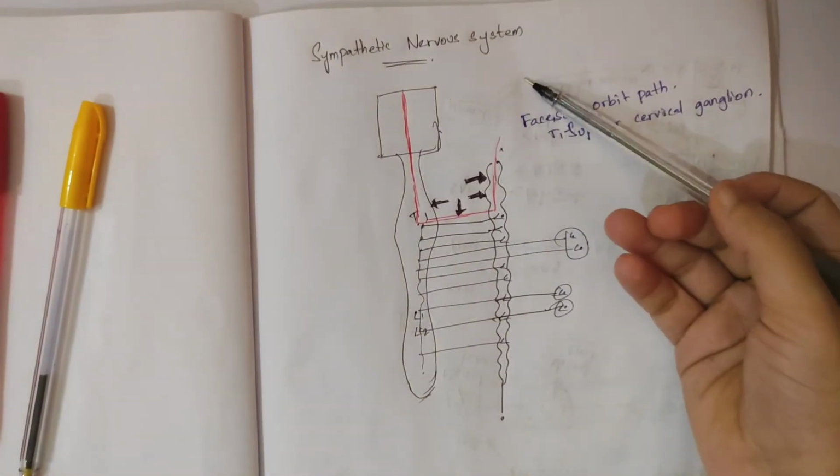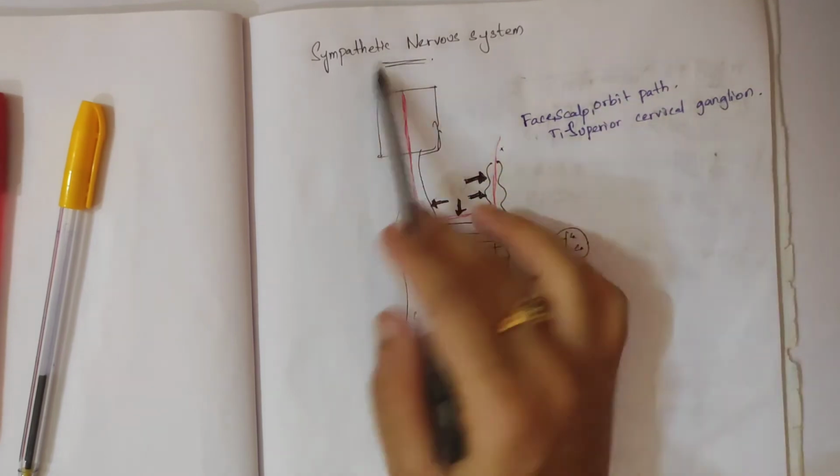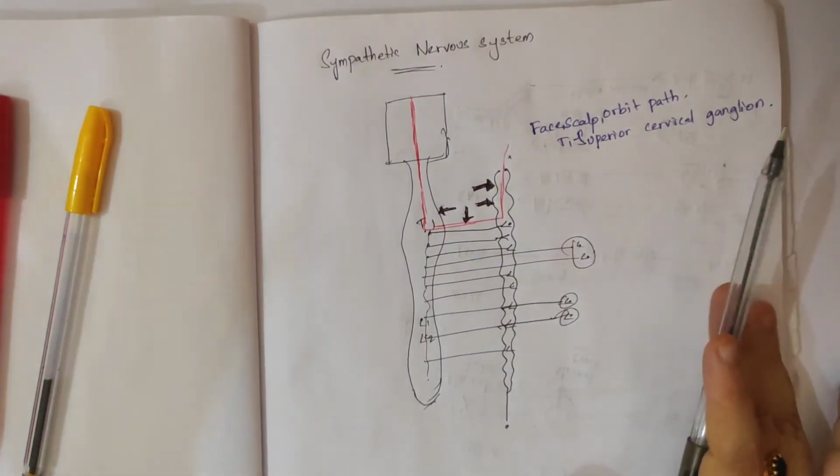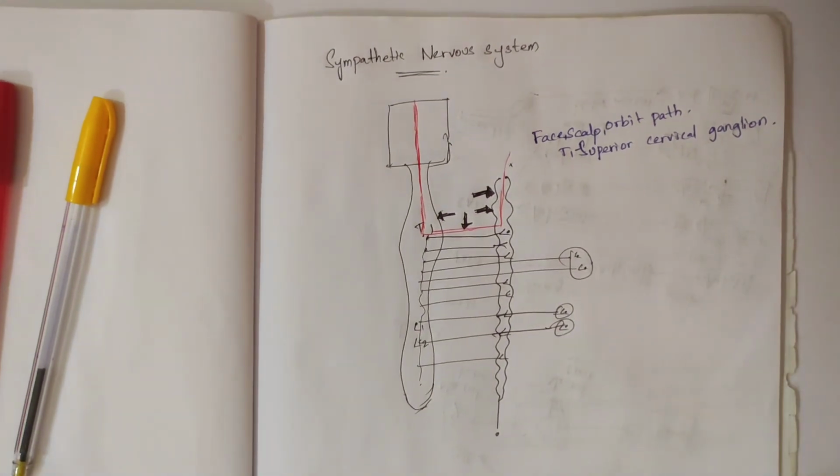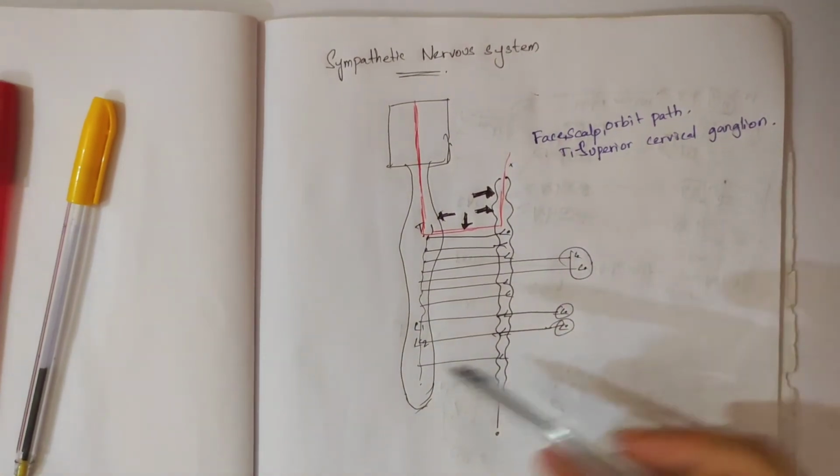So yeah, this is roughly how I drew the sympathetic nervous system. Yeah, it might be funny. Okay, love, I don't mind. But the important thing I care about is you remember this.